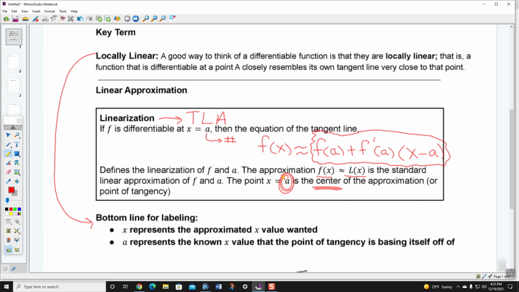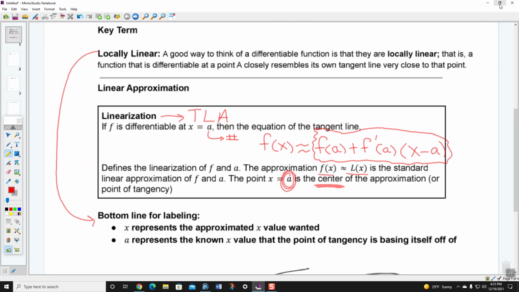And it's going to be your point of tangency, where A is going to lie, okay? So bottom line here, I know there's a lot of wordiness in there, and it's probably kind of confusing right now, but visually, what does this mean? Well, let me show you real quickly.